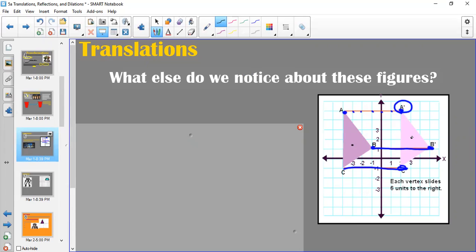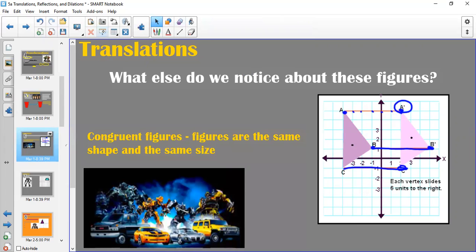So we call those congruent. So congruent figures are figures that have the same shape and the same size. It's like they're equal, but we never say shapes are equal. Instead, we use the word congruent. Again, that means same shape, same size.